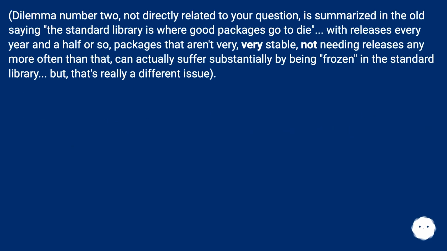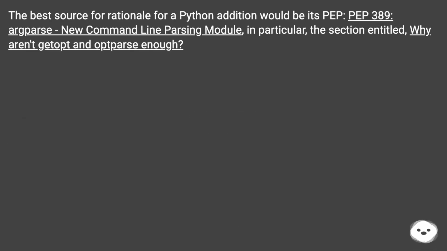Dilemma number 2, not directly related to your question, is summarized in the old saying, the standard library is where good packages go to die. With releases every year and a half or so, packages that aren't very stable, not needing releases any more often than that, can actually suffer substantially by being frozen in the standard library, but that's really a different issue. The best source for rationale for a Python edition would be its PEP 389, Argparse, new command line parsing module, in particular, the section entitled, Why aren't getopt and Optparse enough?